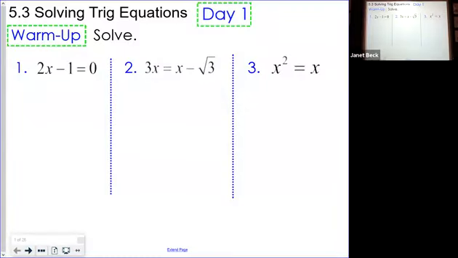So these are very simple equations. Very simple equations, but do write them out, seriously. You're going to want these written out for later on.